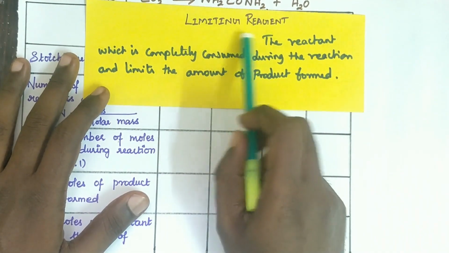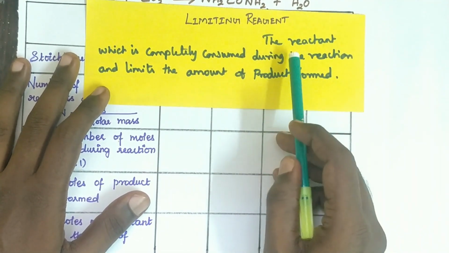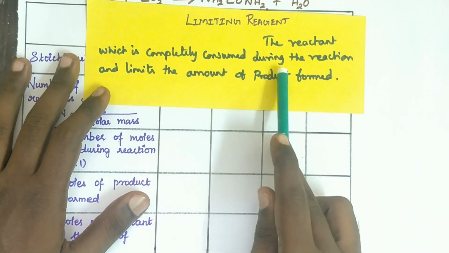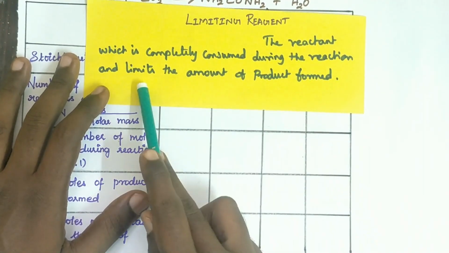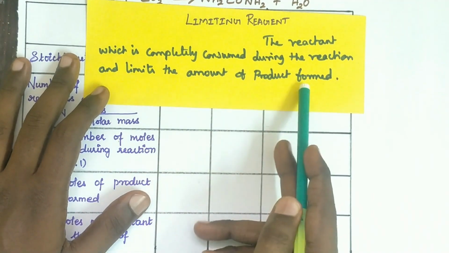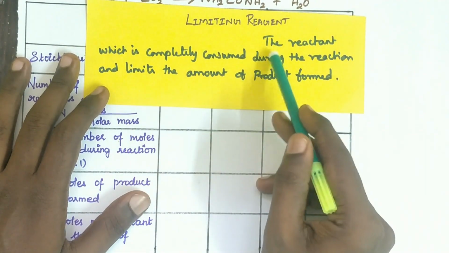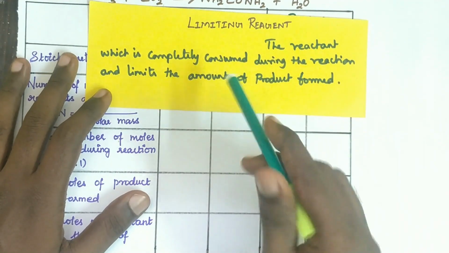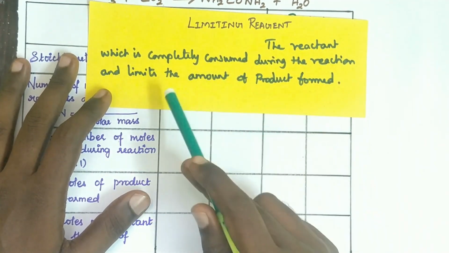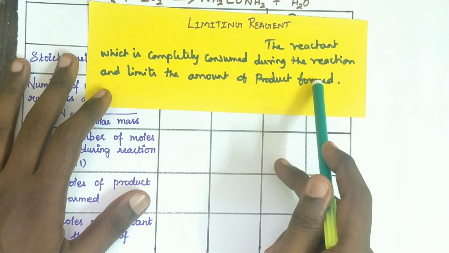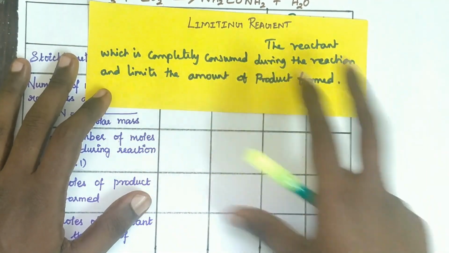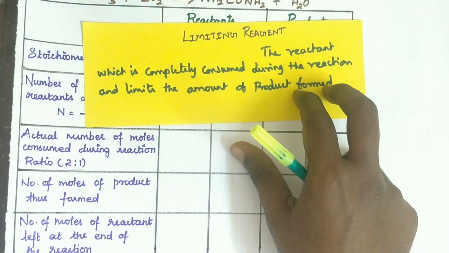Next topic is limiting reagent. Limiting reagent means the reactant which is completely consumed during the reaction and limits the amount of product formed. Let's see one example, and after seeing that example, go for one problem.